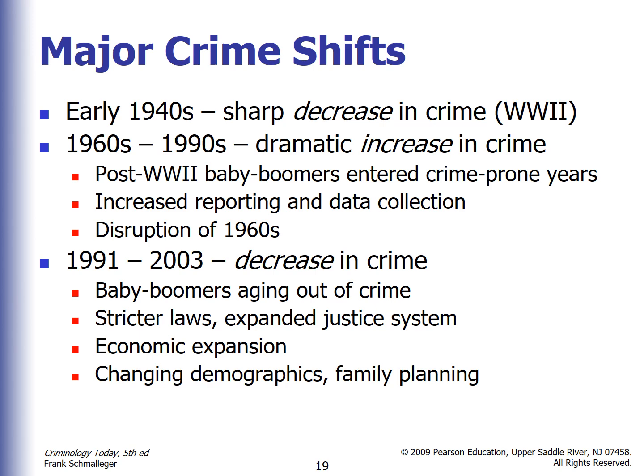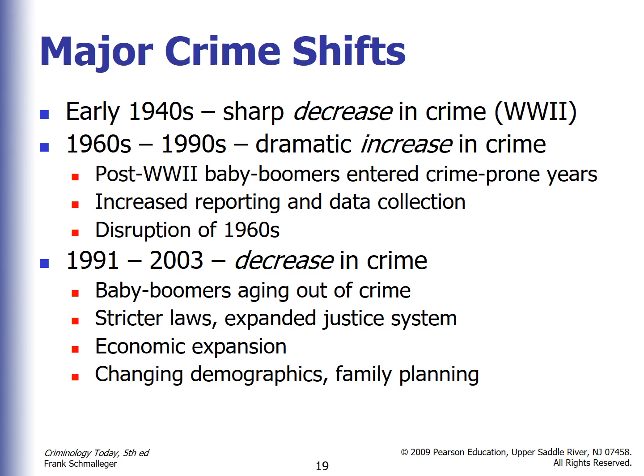So you might see a crime drop as a result of what they say from 91 to 2003, baby boomers aging out. We also had in the 60s to the 90s increased reporting and data collection. So another way you're going to see increases in crime is because we're getting better at finding out about it. And of course, the 60s was a very tumultuous period in our time, especially with the Vietnam War, a lot of protests, the civil rights movement. So we had a lot more crime to talk about.